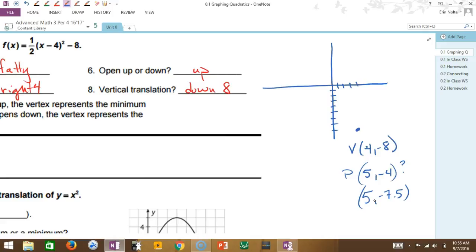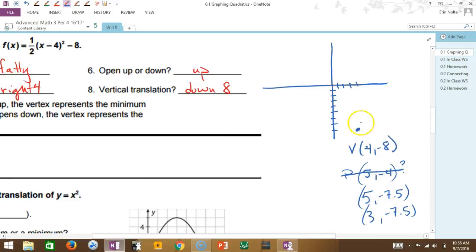But you were subtracting. Oh. Okay. So you found your mistake? Okay. So did anybody get 5 and negative 7.5? Okay, so what was the other point you got when you got that one? 3 and negative 7.5. Okay.